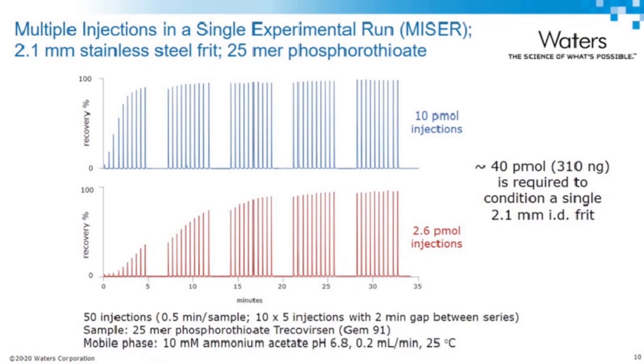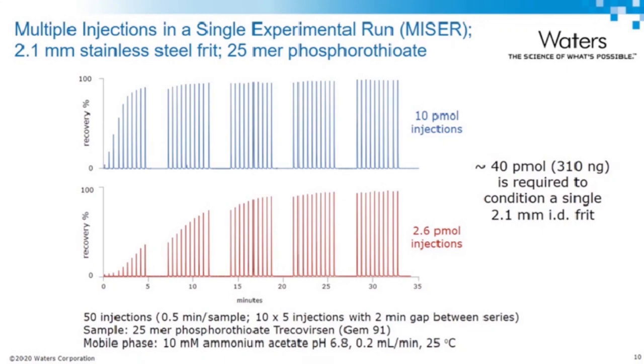By the way, we did a control experiment without a frit. All injections were the same height, and this is how we normalized and quantified the sample. So you can see that for an injection of 2.6 picomole per injection, it takes a long time before we saturate the surface of the frit. If I do the same experiment, 50 injections with 10 picomole sample, within the first 10, maybe 20 injections, I saturate the surface, and then the signal levels off, and my recovery is 100%. So what does it tell us?